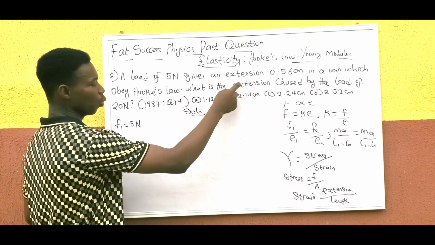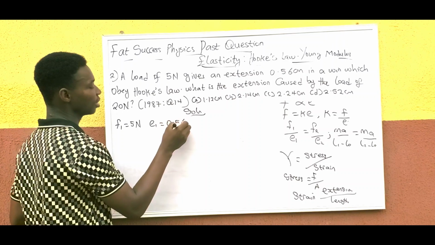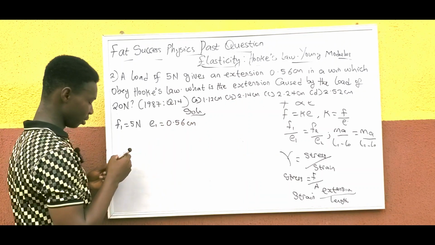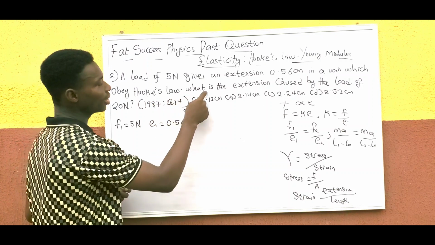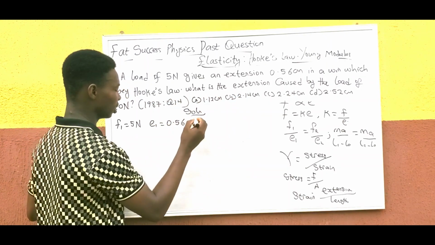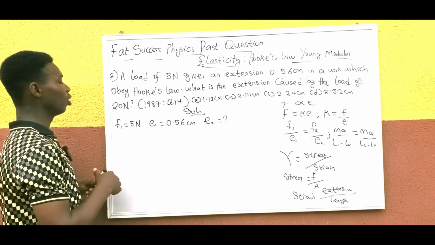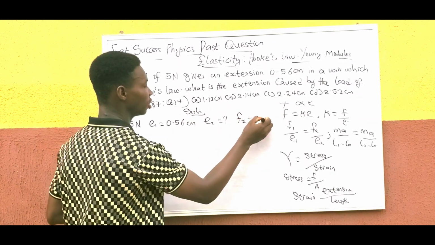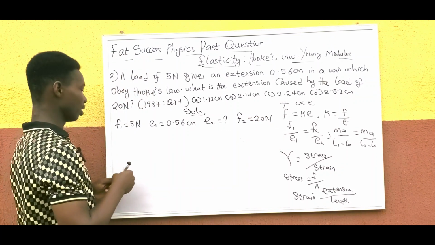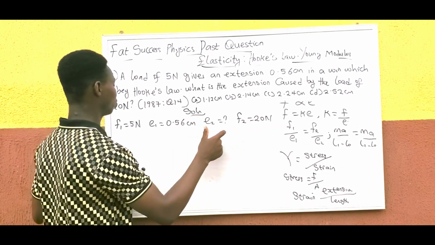Extension E1 is given as 0.56 centimeter in a wire, which obeys Hooke's law. What is the extension E2 caused by a load of 20 Newton? F2 equals 20 Newton. So from here, apply: remember, you have F1, E1, F2, E2.